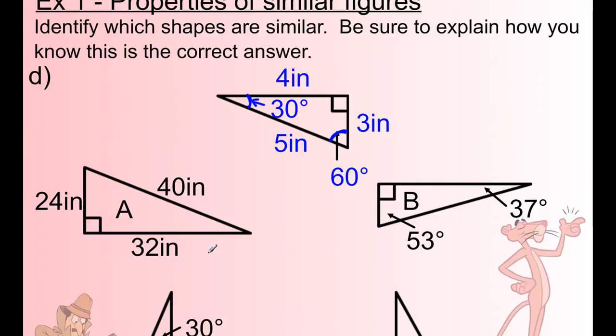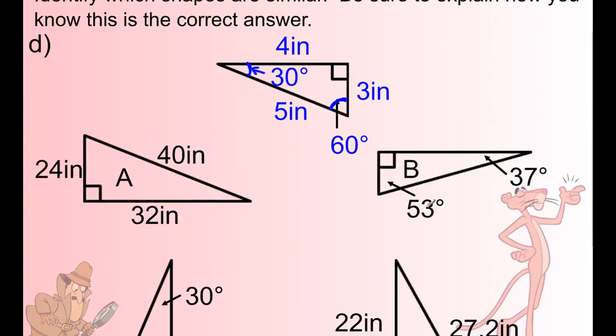All right, so let's start with what we can see very quickly and easily. I can see very quickly and easily it's not letter B. We learned that the angles have to be the same. Corresponding angles will be congruent. 53, 60. 37, 30. It's not the same. So letter B is not one of the answers.